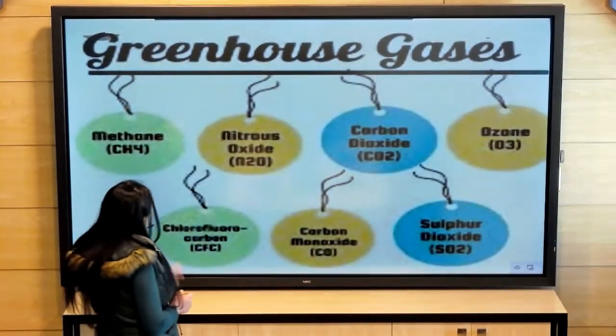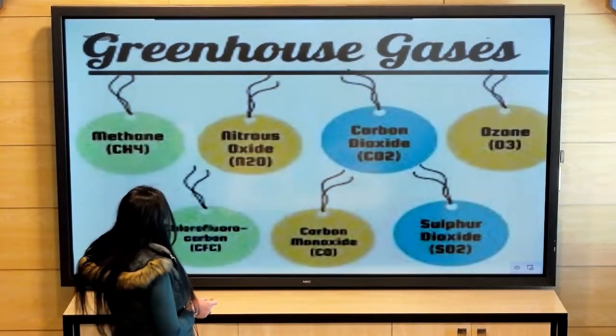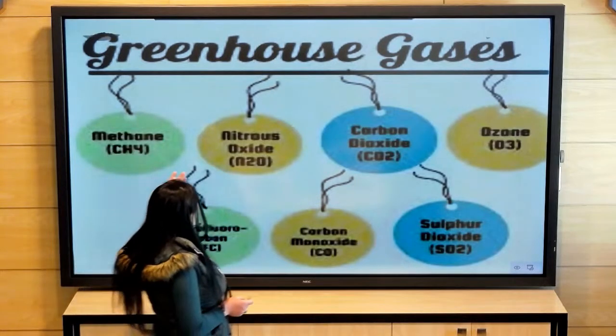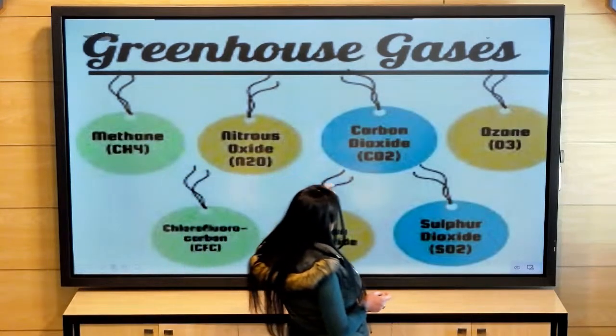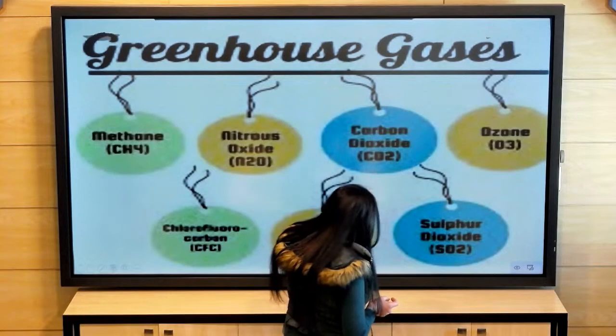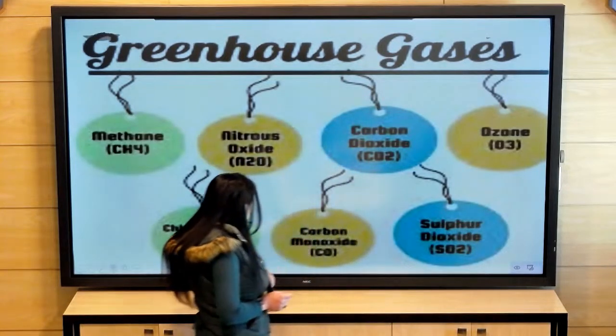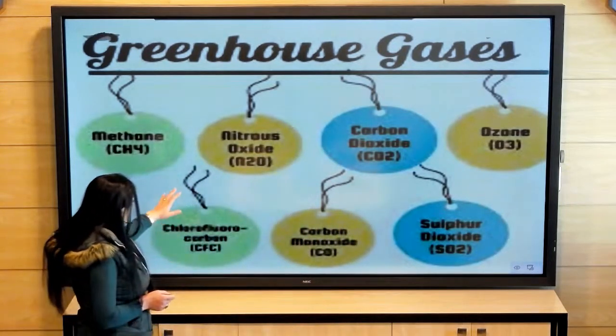So this is a photo of greenhouse gases. We have methane, we have nitrous oxide, we have carbon dioxide, we have ozone, sulfur dioxide, carbon monoxide, and others.